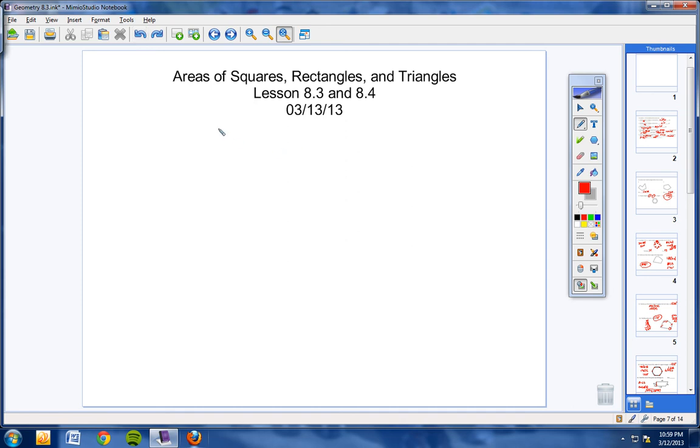Okay, copy this heading in your notes, would you please? We're going to look today at finding the areas of squares, rectangles, and triangles. Very simple topics. I skipped these 2 lessons on purpose, knowing that they would go very nicely on a Wednesday for a short class period. And so lessons 8.3 and 8.4, areas of squares, rectangles, and triangles. And today's date is the 13th. So please copy this down.